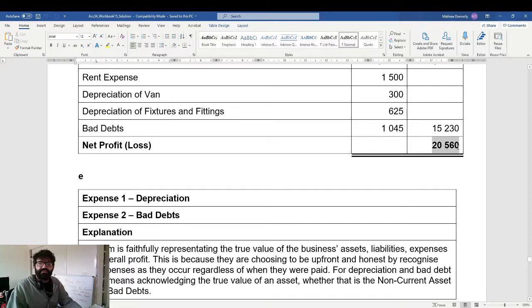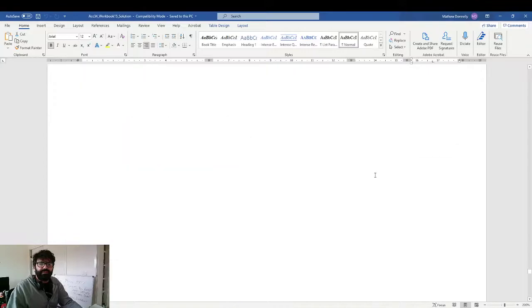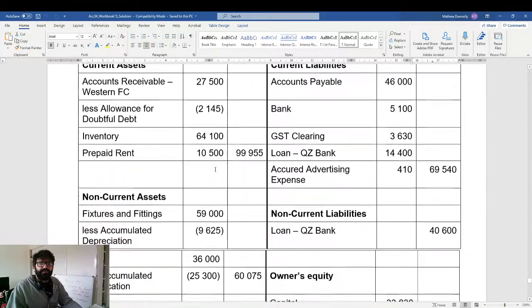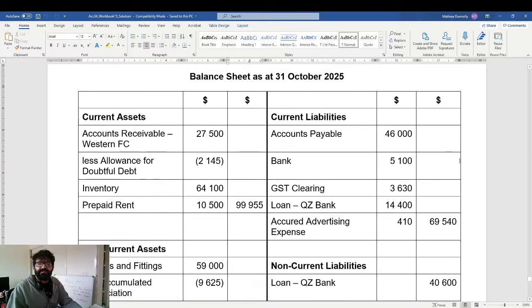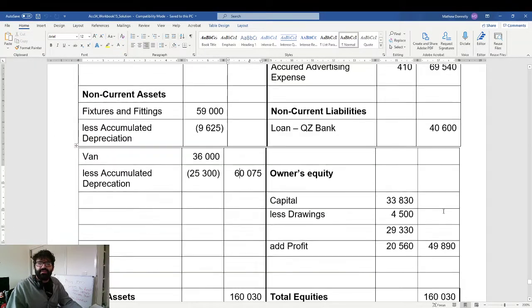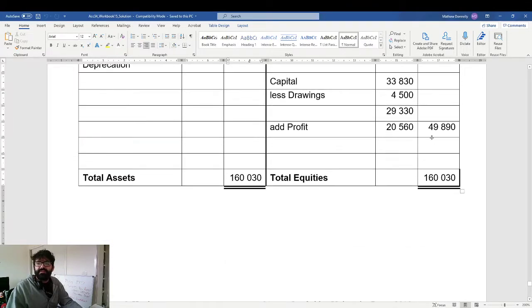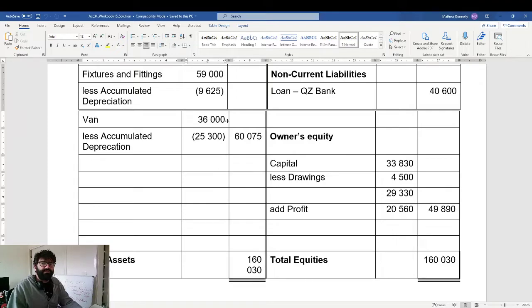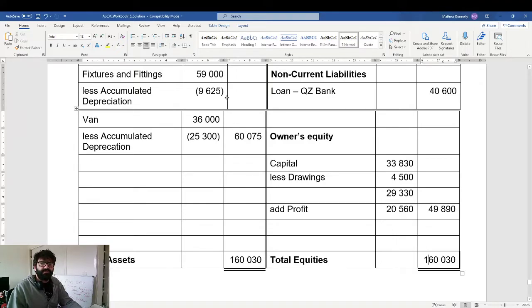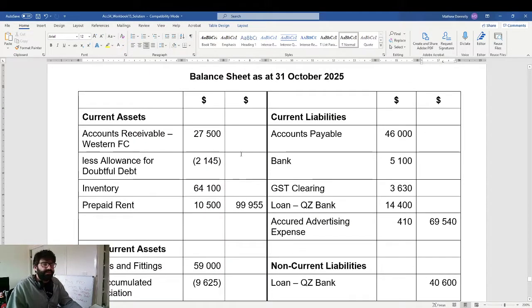So key facts: 20,560 was the net profit. You can have a look and see current assets 99,000, non-current assets 60,000. The liabilities total about 110,000, while the remainder 49,000 is funded by owner's equity. So those are the key figures we need to refer to.